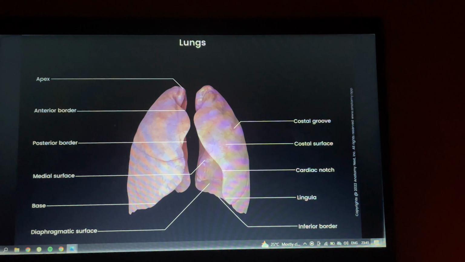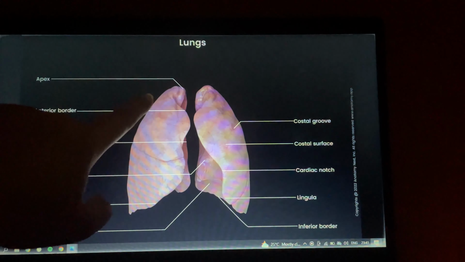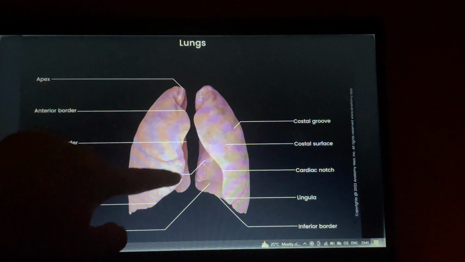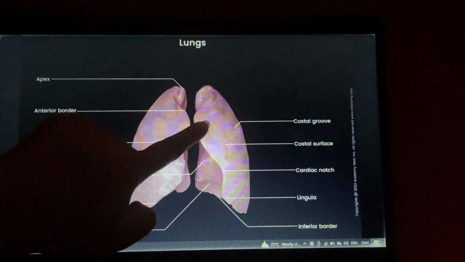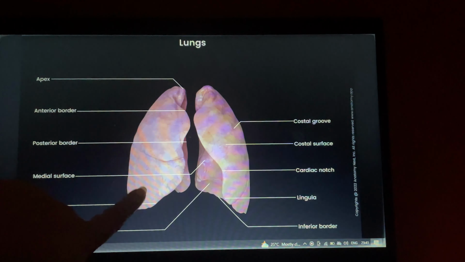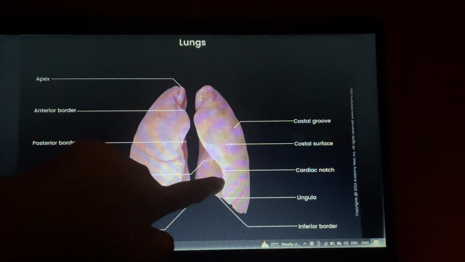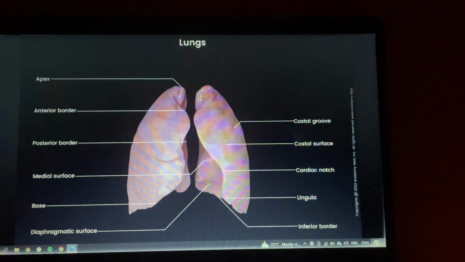So these are all the features of the lungs. Here the apex, the anterior border, the posterior border, the inferior border, the medial surface, the costal surface, and here is the cardiac notch, associated with the lingula also. And these are all the features.